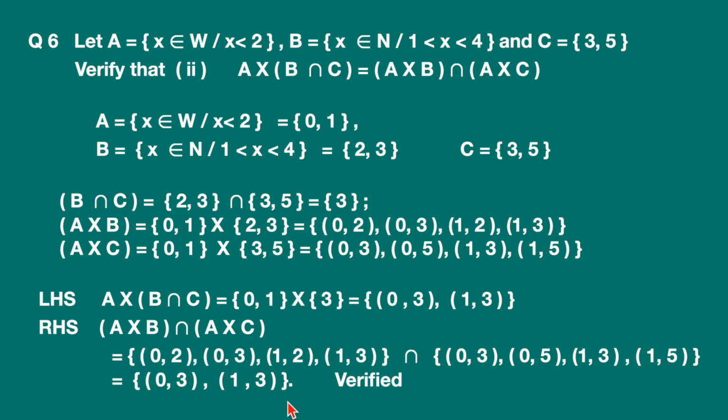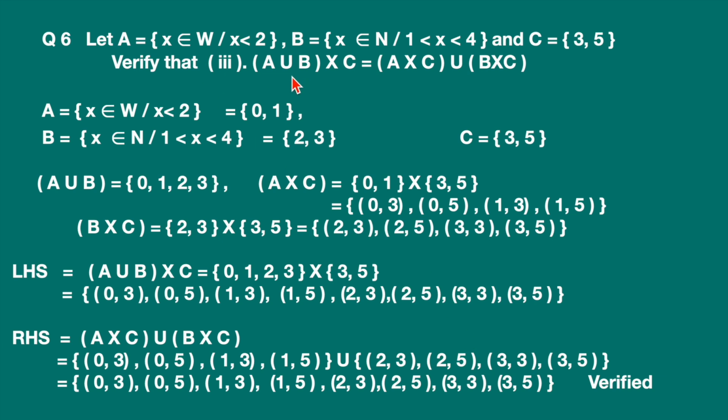Only common elements you should write, common ordered pairs. Hence you can see LHS is equal to RHS, verified. Third sum, so we have to write down the LHS first here.